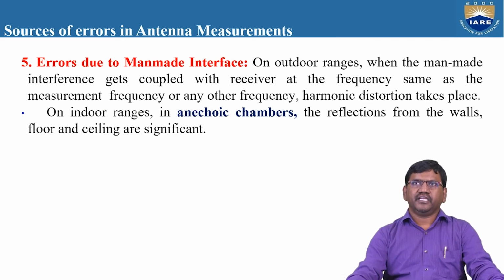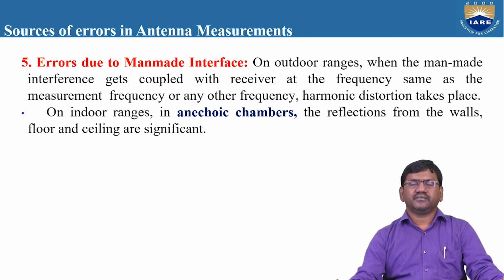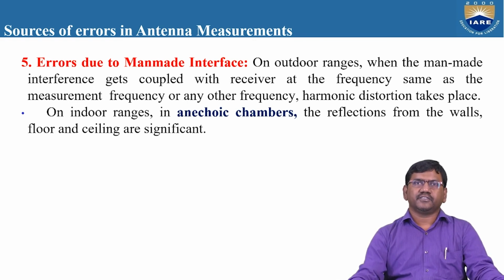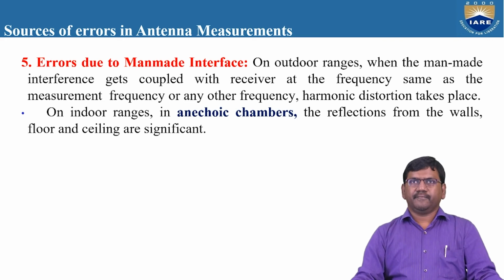Errors due to man-made interference. We have two types of ranges, the outdoor ranges and the indoor ranges. When the man-made interference gets coupled with the receiver at the same frequency as the measurement frequency or any other frequency, harmonic distortion takes place. Errors due to man-made interference means there are many types of vehicles going on the roads, and there are many industries and factories around the surroundings. From these also some sort of disturbances occur while the signal is being transmitted from the transmitting antenna to the receiving antenna.